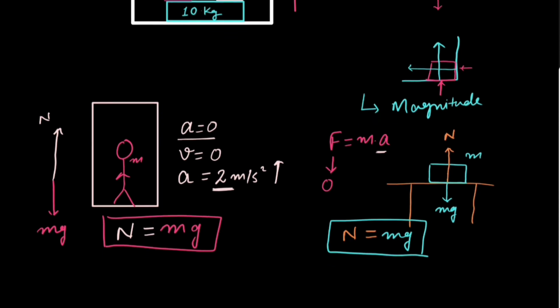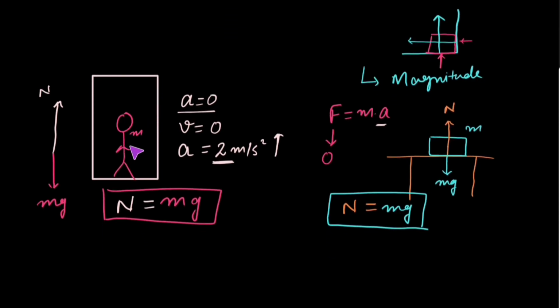And from Newton's law, the force required for a body of mass m to have a certain acceleration is given by the formula F equals m into a. From here, the force required on this body of mass m for this acceleration is m into 2, that is 2m. So 2m Newton force is required in the upward direction on the body of this boy. Then only the body can move with an acceleration of 2 meter per second square.